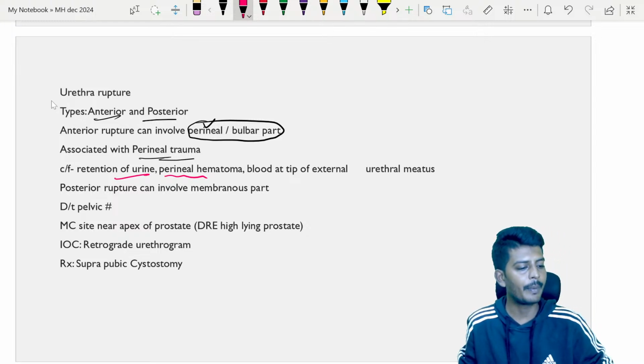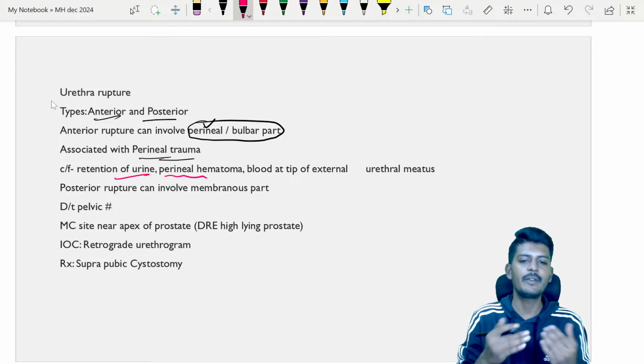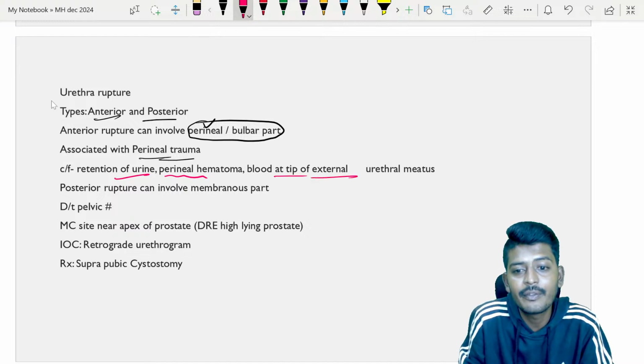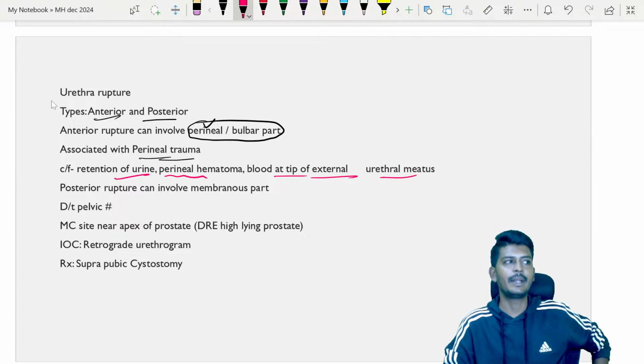Okay, and most importantly, when the patient comes, you can find, most important, blood at the tip of the external urethral meatus. What is that? Blood at the tip of the external urethral meatus.